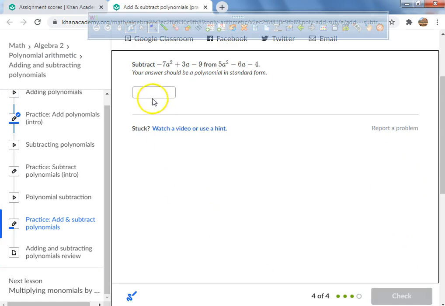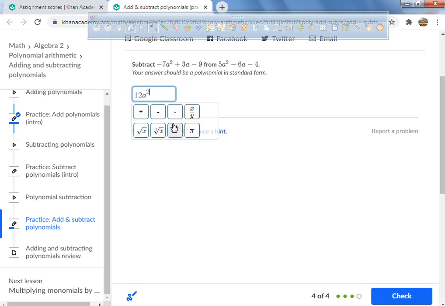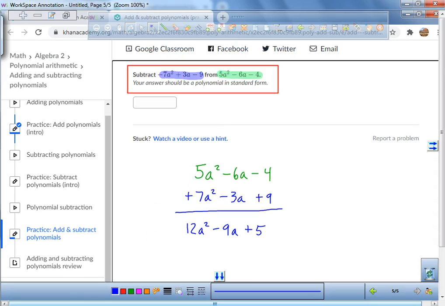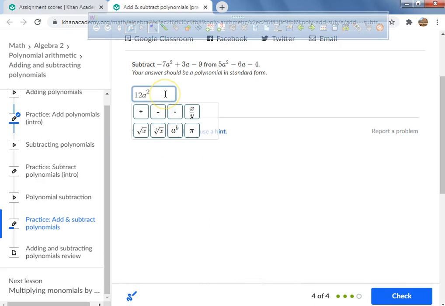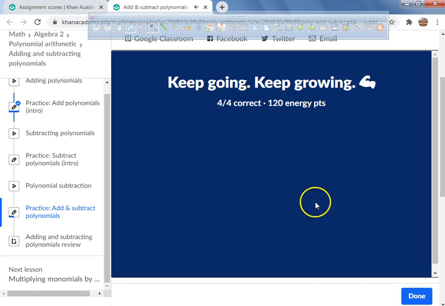See if I can type it in. Ready? 12a squared. Some people were forgetting the squareds when they were doing it, and it's kind of a bummer. Minus 9a. And then, what do we got? Plus 5? All right. See how I'm just checking my work, making sure I type it in nice and neat. And woohoo! That's all you got to do, everybody.